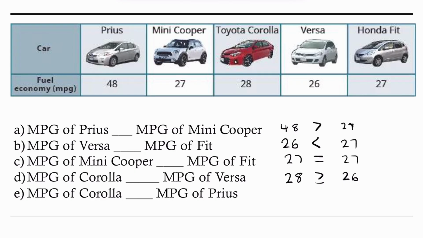Then finally, we have the Corolla versus the Prius. And so from the last part, we know that the Corolla is 28 and the Prius is 48. And so we can use less than or equal to. So 28 is less than 48, but it only needs to be either or. So it can be equal to, or it can be less than. And so it is less than, which makes the statement true.